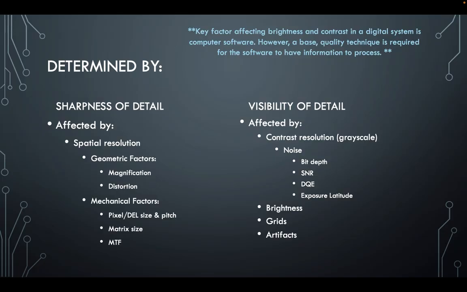For brightness, it's going to be our monitors. How are our monitors set? Are they really bright? Is there a lot of background light that's super bright that's making it difficult to see my monitor? And then contrast is going to be our lookup table, our window width. However, we have to have signal reaching our detectors. We have to have a base quality technique so that that software can do its job.